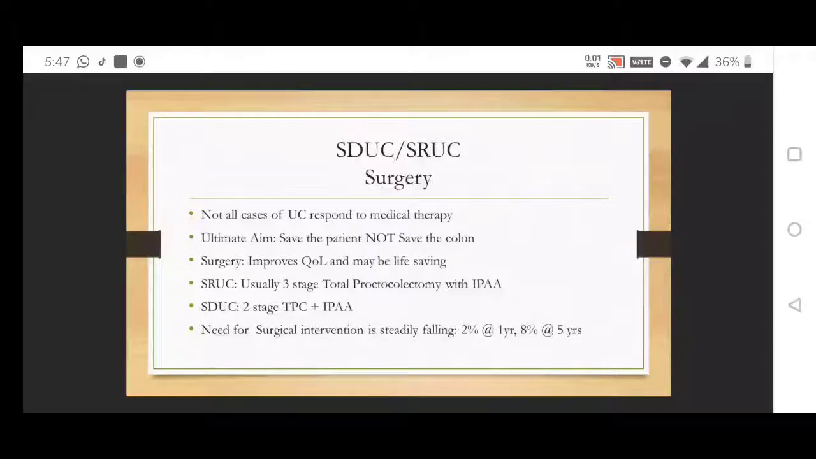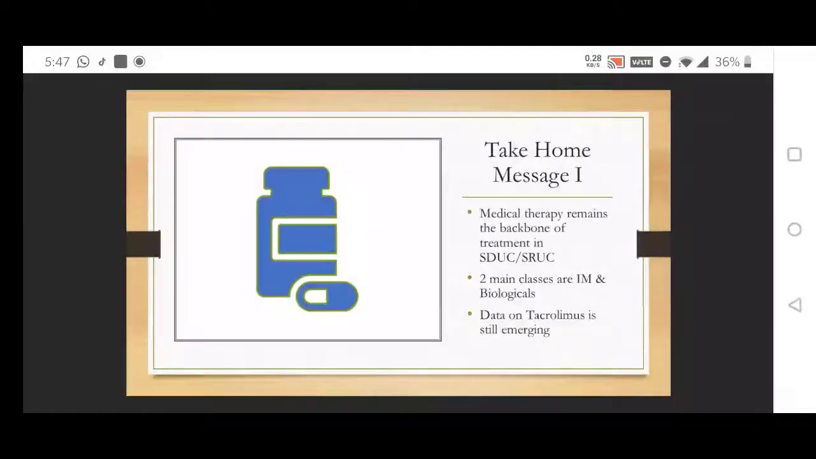And the good thing is that the need for surgical intervention is steadily falling. So here, at 1 year, it is about 2%, and at 5 years, it is 8%. Now, again, go back to one of my initial slides from the Mayo Clinic, which said that at 1 year, the surgical colectomy rate was 29%. We are talking about something which is 2%. So clearly, we have moved a lot in the last 30 years or so.